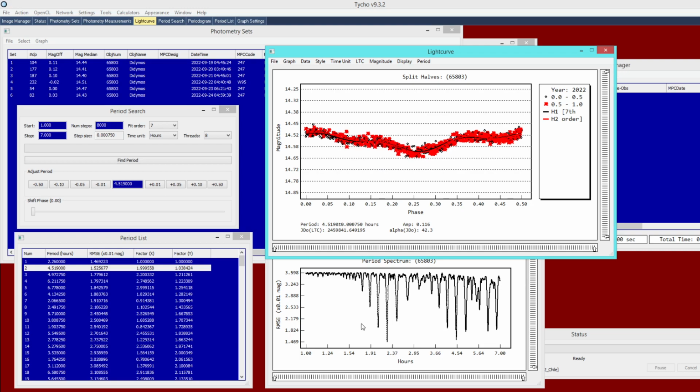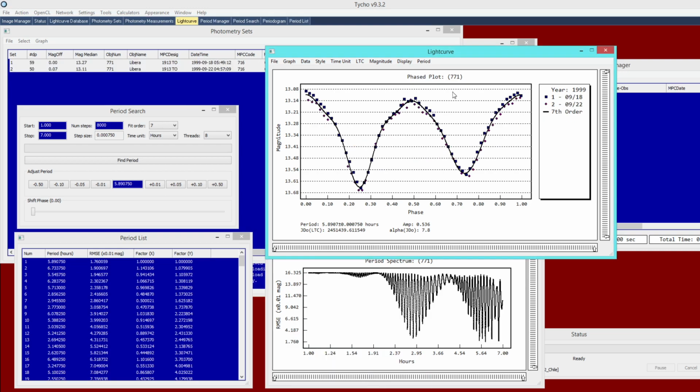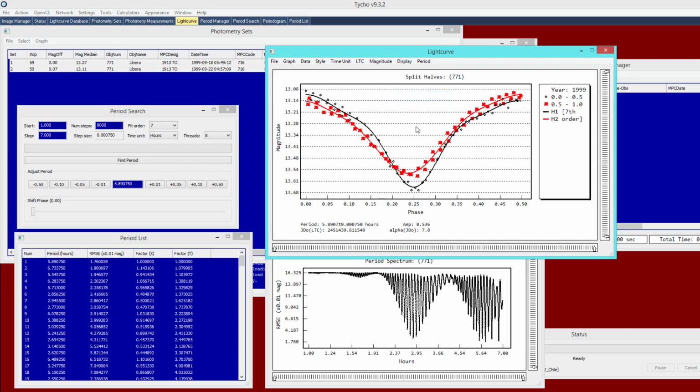Now if we take a look at another object, again 771 Libera, where the bimodal solution is in fact the favored solution, we can do the same exercise. If I do split phase, you can see that it does not quite line up. In other words, it is not exactly symmetric. Same thing if I do split halves, you get a similar result. They do not line up nearly as much as what you saw in the previous example, which gives further credibility to the bimodal solution in this case.